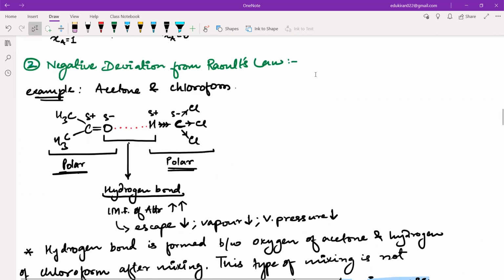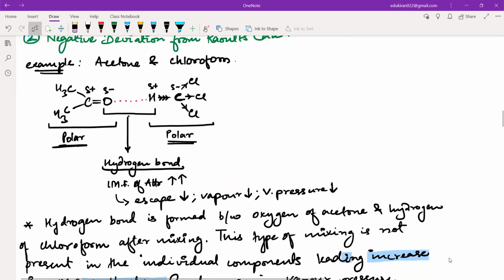Now, in negative deviation from Raoult's law, here we have two molecules, acetone and chloroform. Now, in acetone, we have a polar bond, C and O. O is delta negative, carbon will be delta positive, right? That is why this molecule will be polar, and the force of attraction will be dipole-dipole interaction, individually speaking, for acetone. Then we look at chloroform.